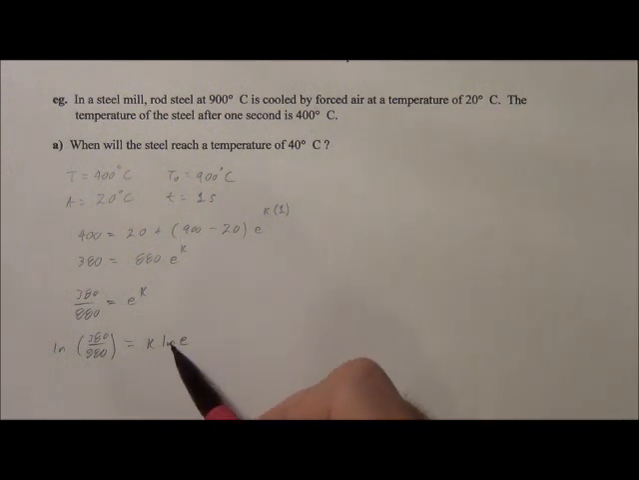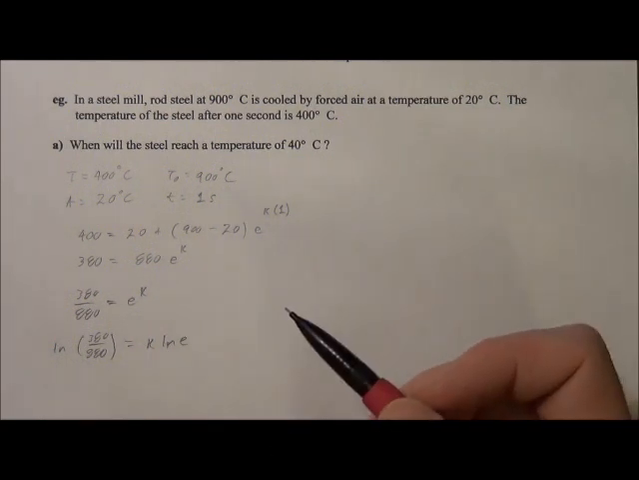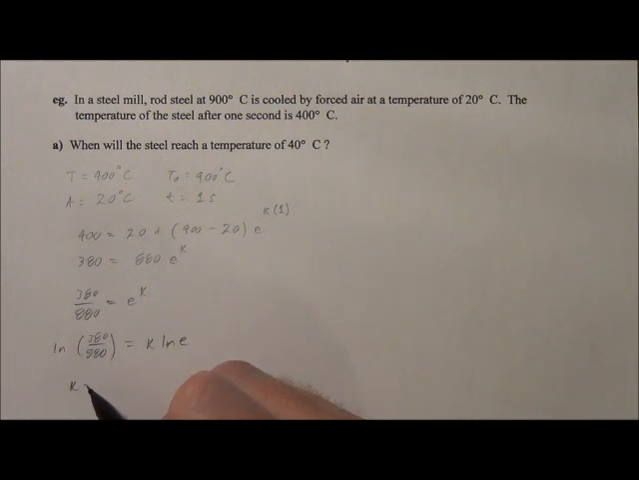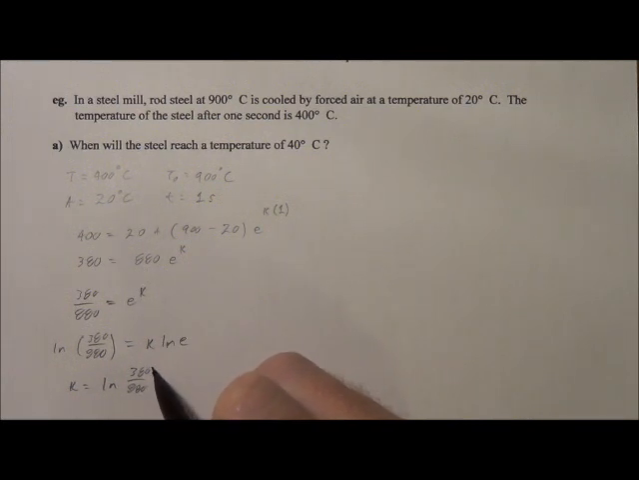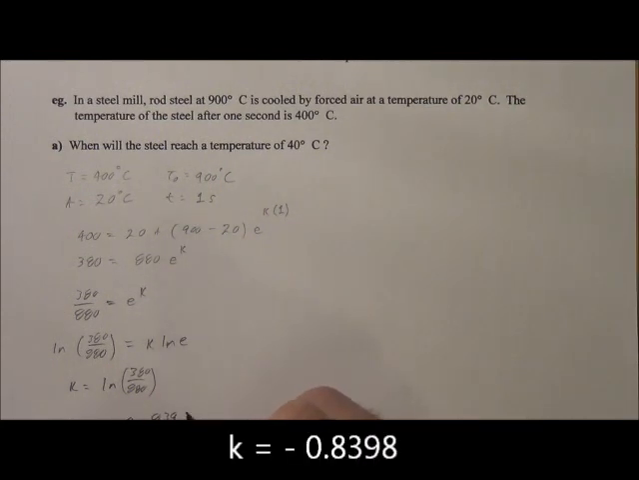And quite nicely, ln e is 1. So k equals ln of 380 divided by 880. And when we divide that, we get basically 38 divided by 88. Take the ln of that, and we get a k value of negative 0.8398.